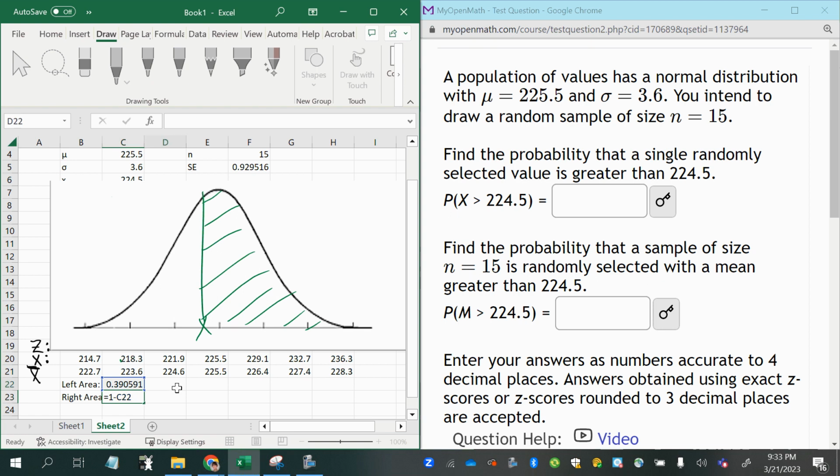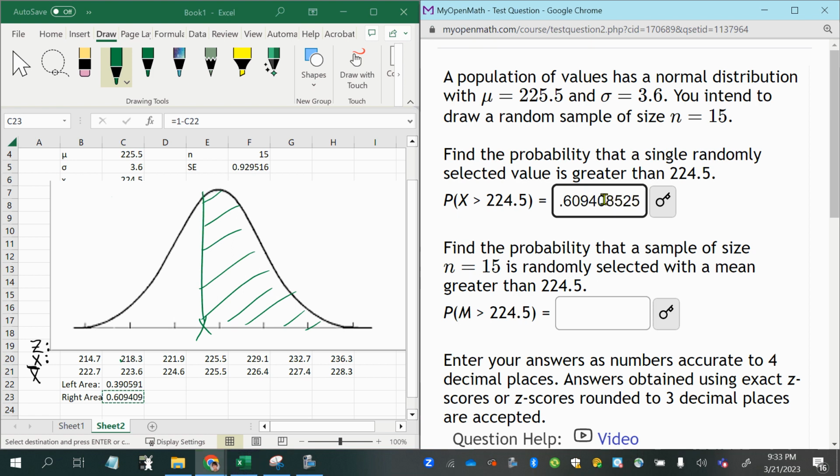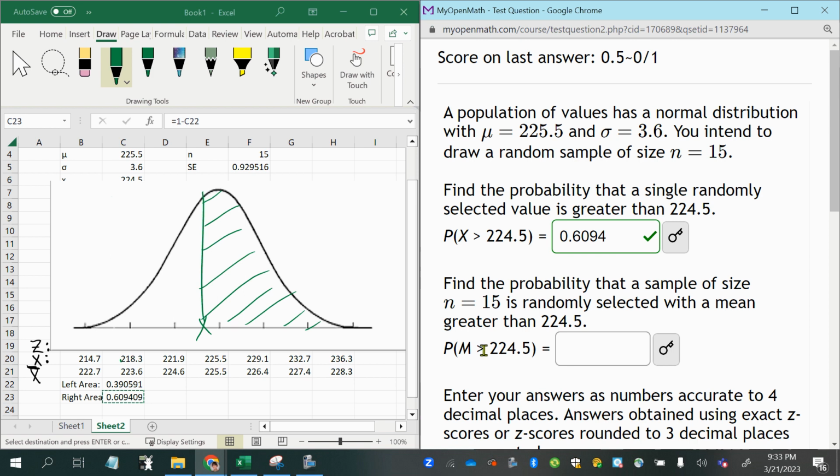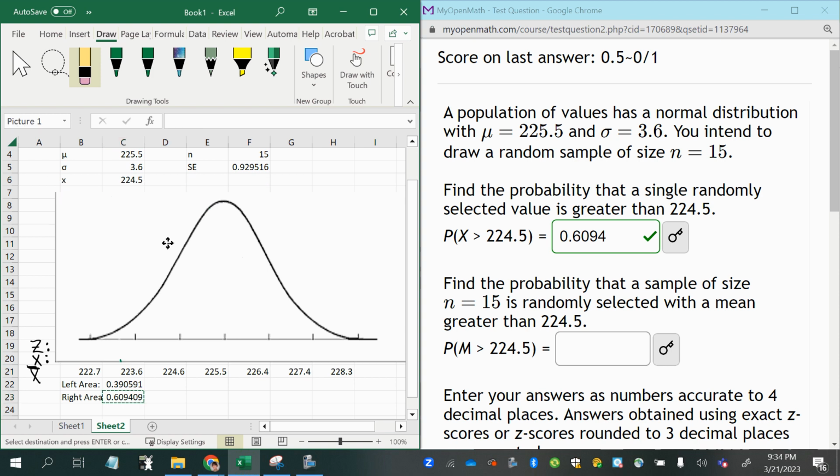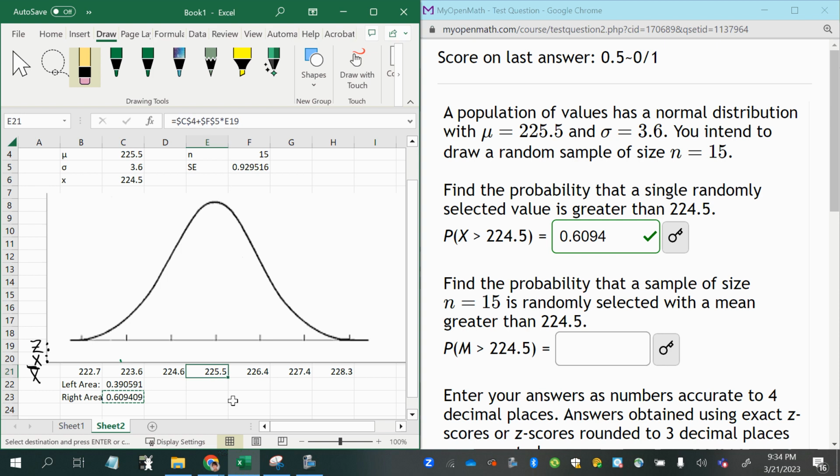Okay, now for part B, I'm going to be using the X-bar scale. Get rid of this because now it's going to be a little different because I have to use a different scale. The boundary 224.5 is back here. So as you can see, it's a good deal farther away from the mean in terms of standard deviations. And so now we're going to have a larger answer, greater than 0.6, so significantly greater. I'm going to see a much different answer.